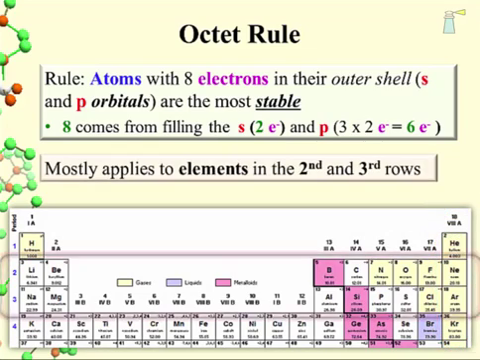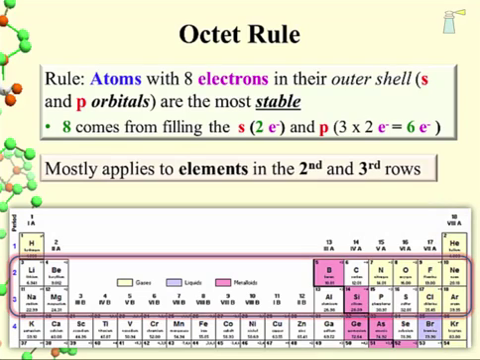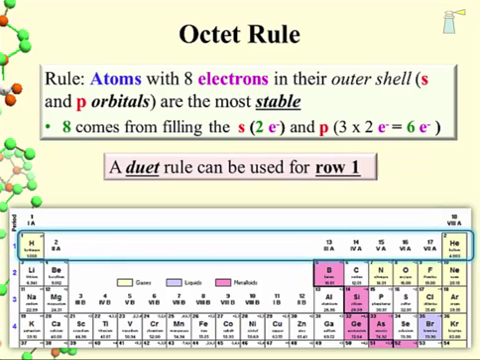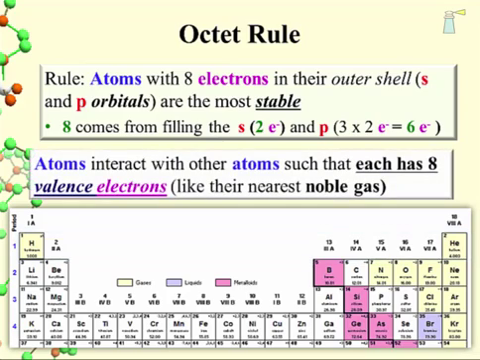The octet rule mostly applies with elements in the second and third row. A duet or 2 rule can be used for row 1. Helium is a noble gas with 2 electrons. And as a heads up for chemistry to come, atoms interact with other atoms such that each has 8 valence electrons, like their nearest noble gas. There are some limitations to this statement, but it holds for a lot of chemistry covered at this level.